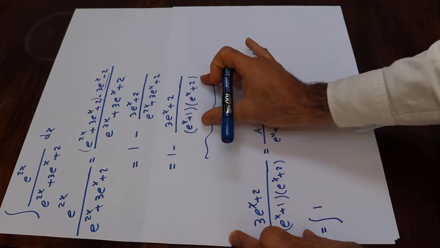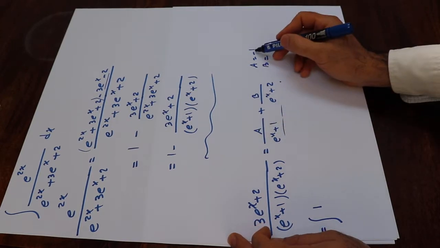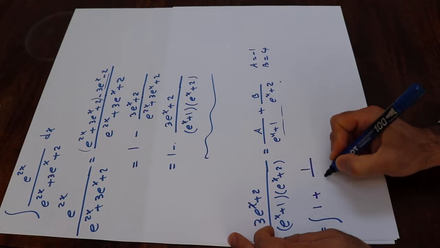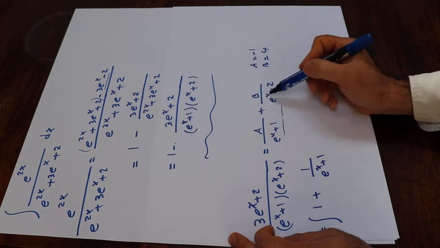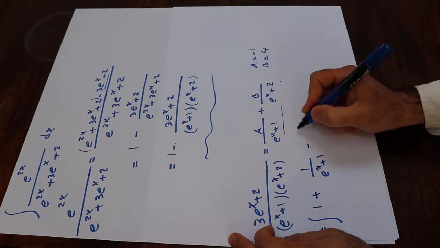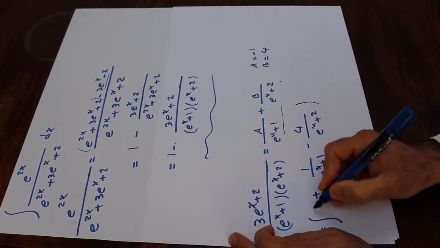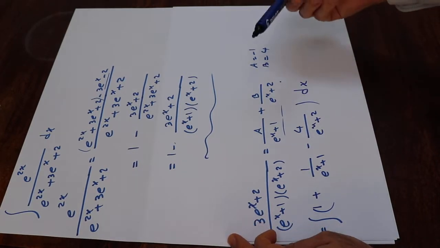Now the original integral will be equal to the integral of 1 minus this term, and this term we just showed is equal to that. So a is minus 1, and 1 minus minus 1 will be plus 1 divided by (e^x + 1), minus the second term, where b is 4, that means minus 4 divided by (e^x + 2) dx.